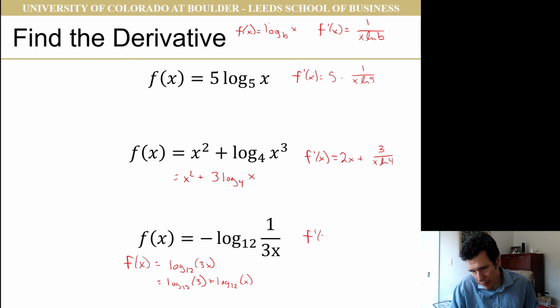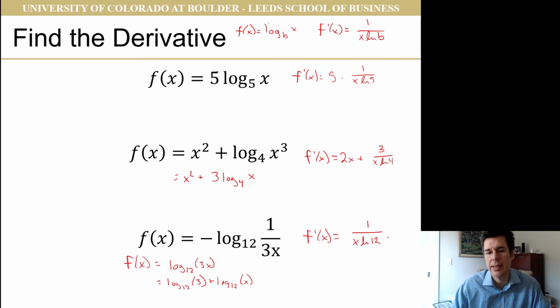So f prime of x, the derivative is, first term, that's a constant. Derivative of a constant is 0. Plus, second term's log base 12 of x, so that's just 1 over x ln 12. And that's it. So that's how we do these. The only way to really get a handle on this is to practice, practice, practice. So you need to just practice these problems, do problems like this with exponentials, with logs, and this will sink in.